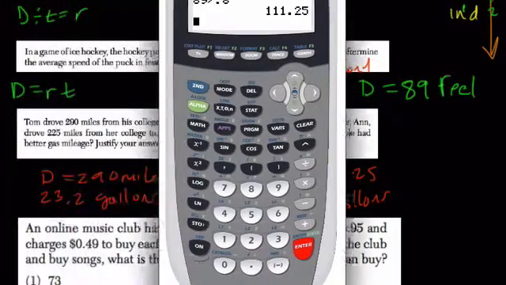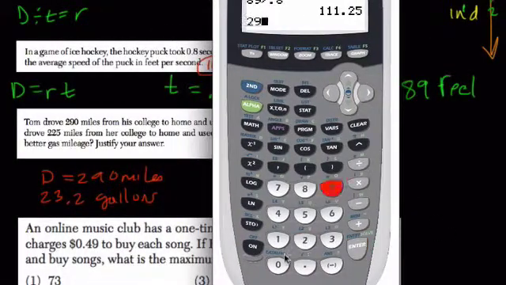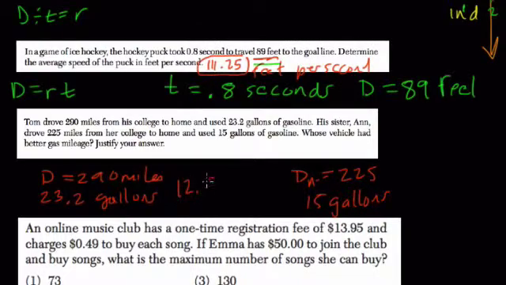So let's look at Tom first. 290 miles divided by 23.2 gallons. He went 12.5 miles for every gallon he used.